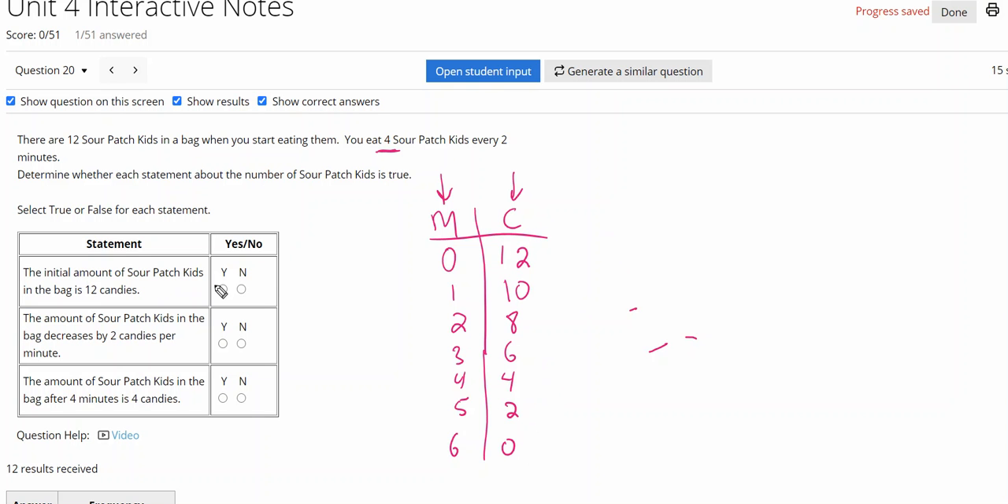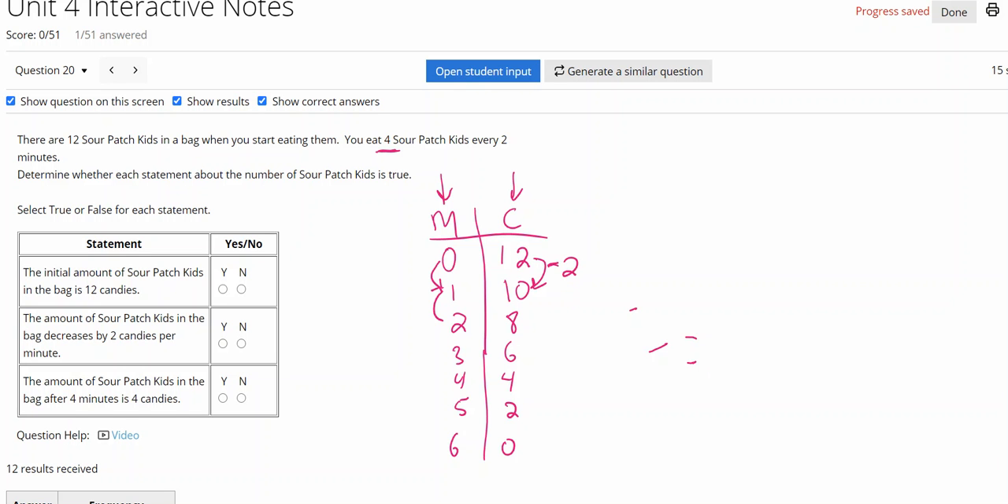So now let's look back at the initial amount of our Sour Patch Kids. You guys all did well on that. The answer for that one would be yes, right? We started off with 12. And then the amount of Sour Patch Kids in the bag decreases by 2 candies per minute. Do you guys see that? For every 1 minute, yes, it does decrease by 2 candies, right? It goes down by 2, so it'd be -2 on that one. So another minute goes by, we go down another 2 candies.